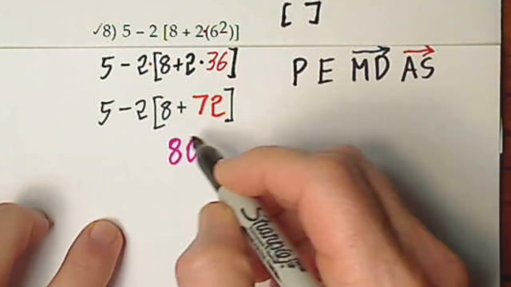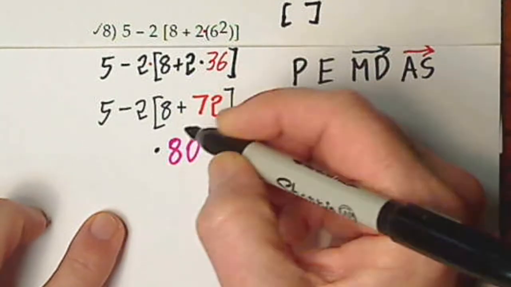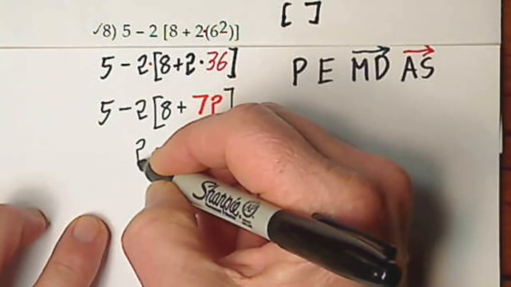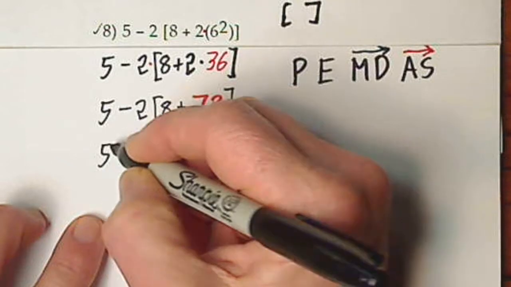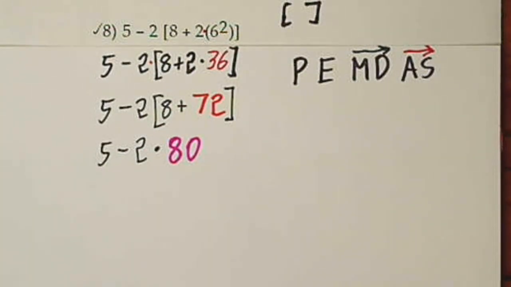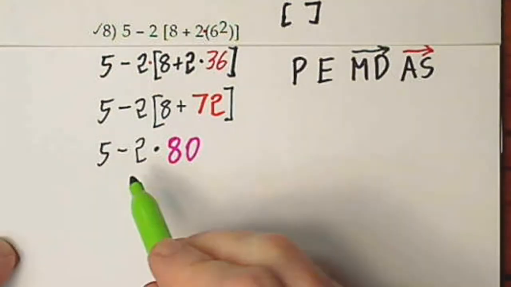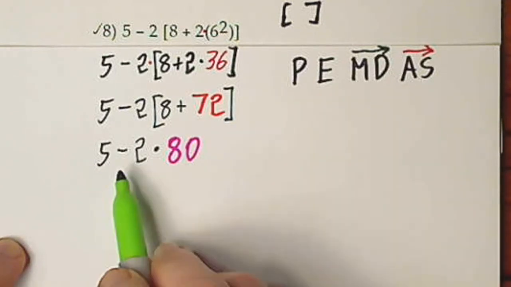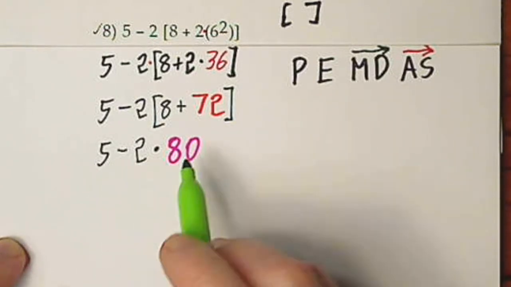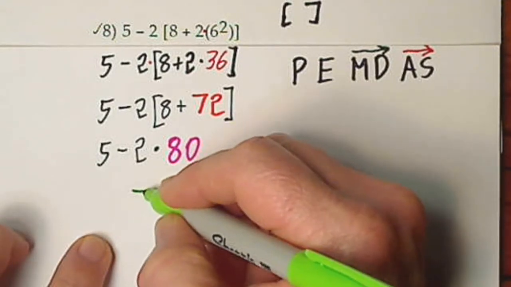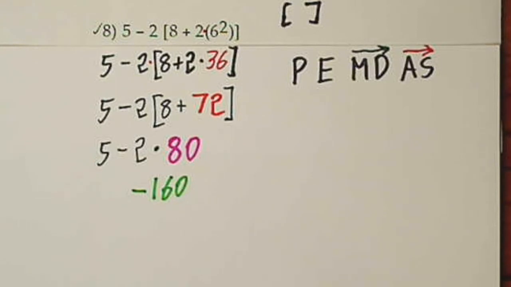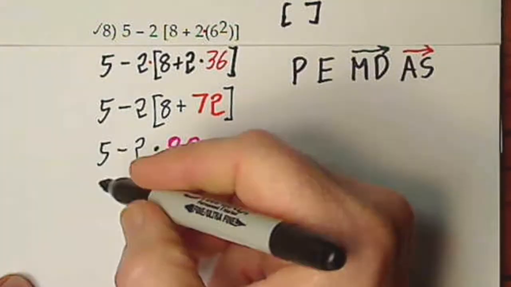This 2 is just trying to multiply whatever's inside, so rather than bring down these brackets, which I could, I'm just going to use a dot. And my preference is to say -2 times 80. To me, it saves a step. So I refer to this as a -2 times 80, which would be a -160. And then I'll bring down whatever I haven't used, which is this 5.